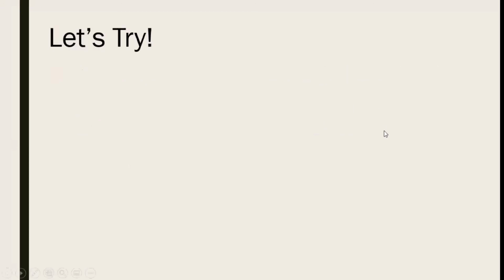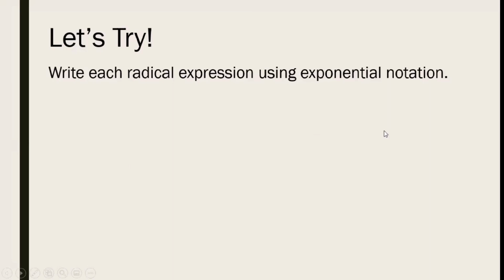Let's try another example. Write each radical expression using exponential notation. Square root of m cubed. Here, we know that 3 will be the numerator of the rational exponent, and the root here will be the denominator of the rational exponent. So this will result into m raised to 3 over 2. This is your answer.